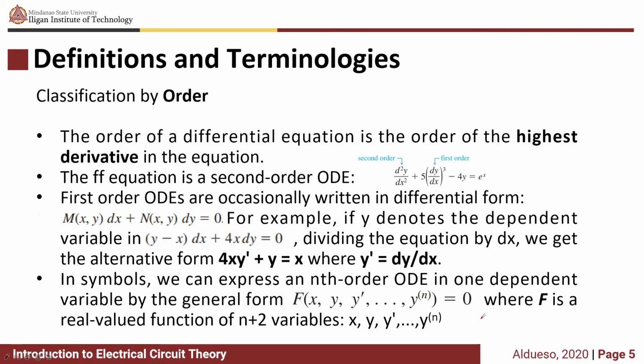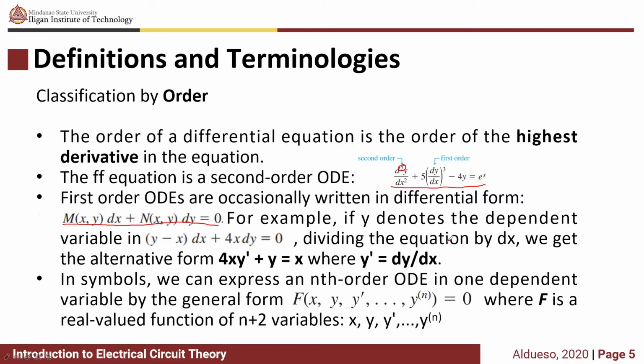Now, classification by order. The order of a differential equation is the order of the highest derivative in the equation. So the following equation has a second order derivative. Looking at this equation, this is a second order ODE because the highest derivative is the second derivative. First order ODEs are occasionally written in differential form, such as this form.